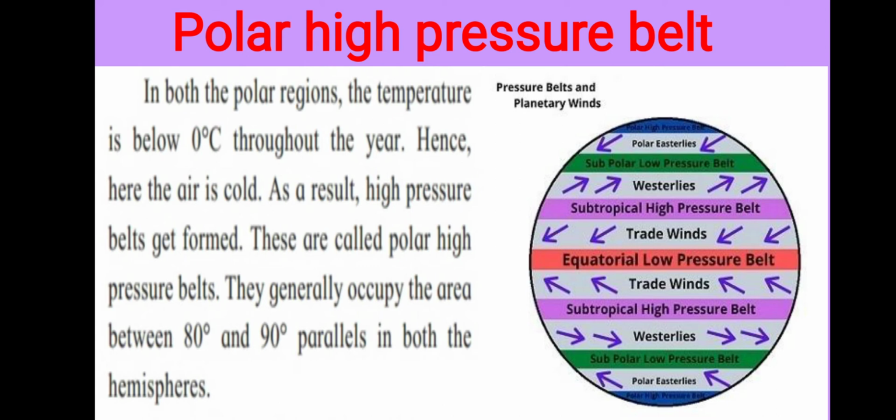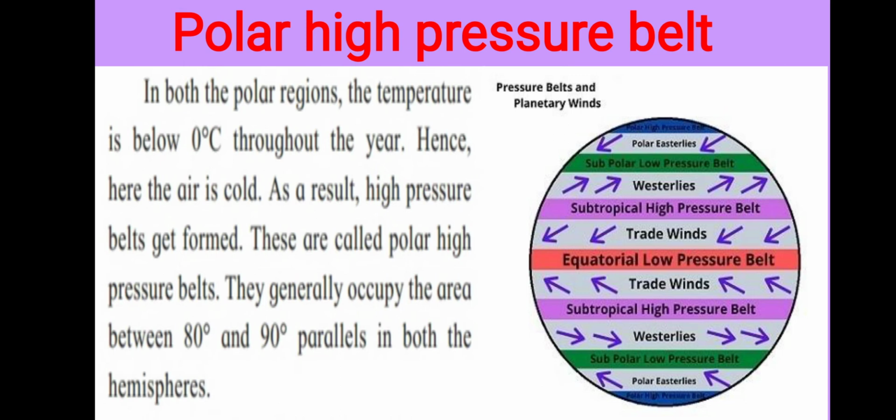Why is there a high pressure belt in the polar region? Because in this area extreme cold is there. Due to this, the air is also cold, and cold air is heavier. That's why the high pressure belt occurs here. In which area? The 80 degree parallel to the 90 degree parallel in both hemispheres.